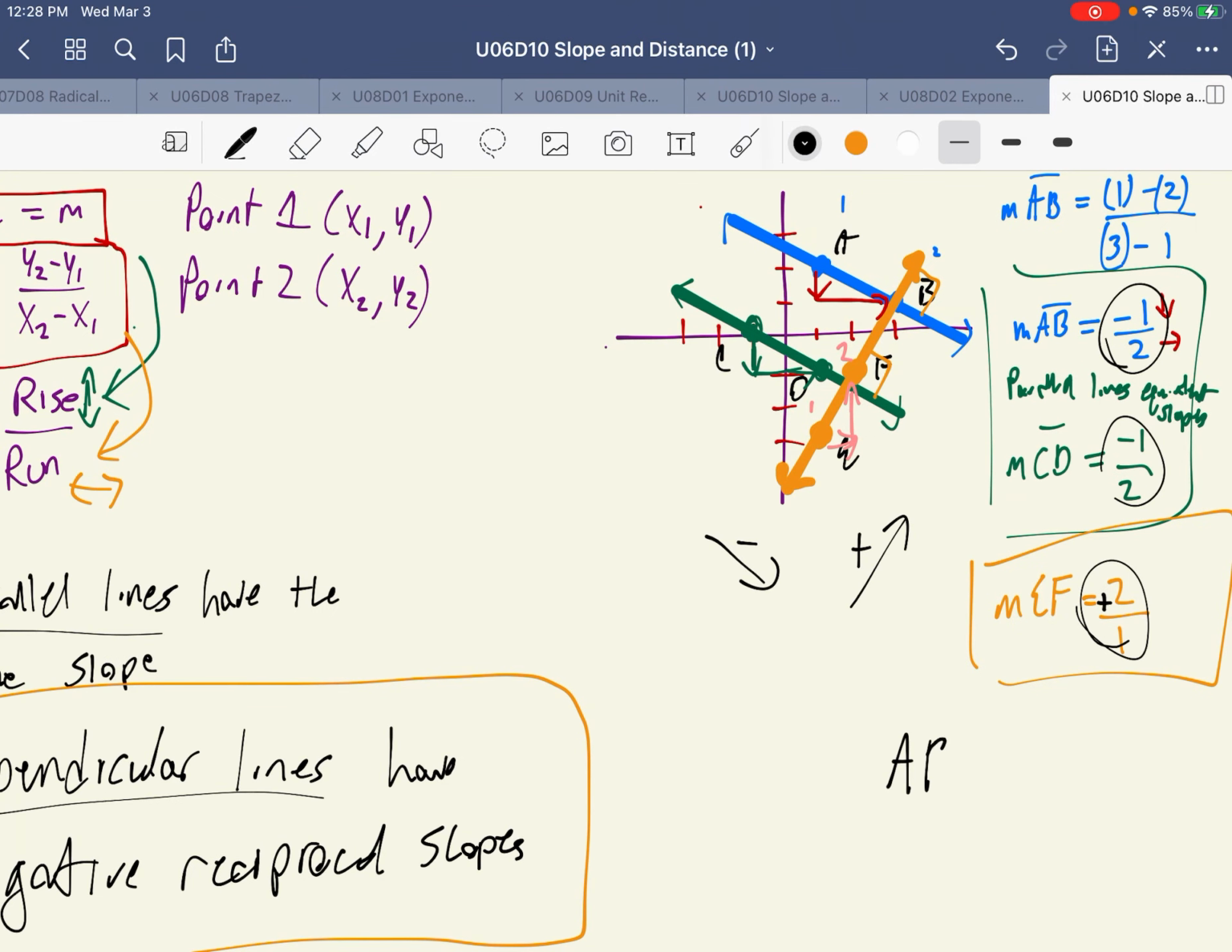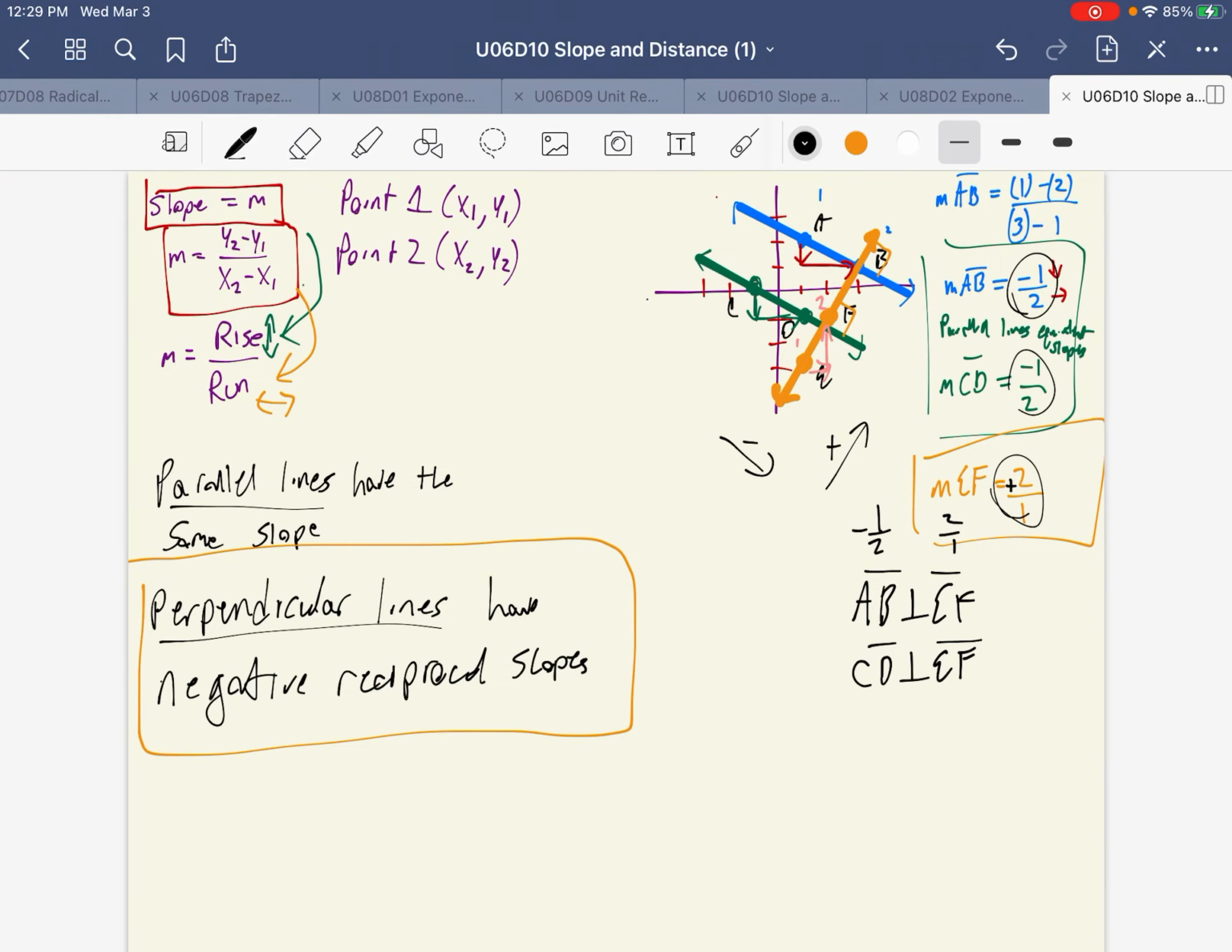Therefore, we can say that AB is perpendicular to EF, because their slopes are negative reciprocals. CD is also perpendicular to EF, because their slopes are negative reciprocals. So this was a negative 1/2 being compared to 2 over 1. This was negative 1/2 being compared to 2 over 1. We also saw that AB was parallel to CD, and that's because their slopes were the same. We had negative 1 over 2 compared to negative 1 over 2.